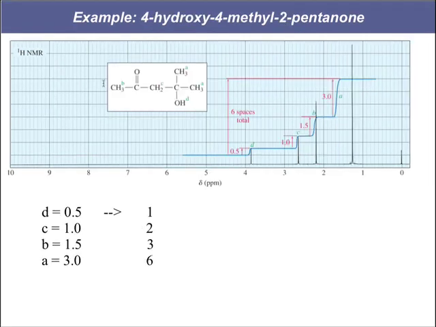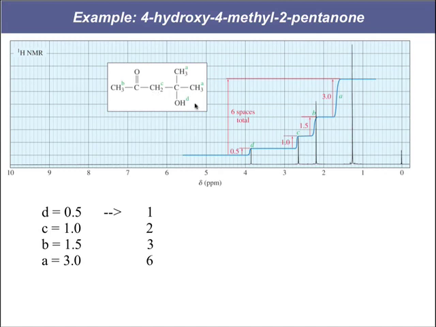Here's another example. This is 4-hydroxy-4-methyl-2-pentanone. We've got 4 types of hydrogens here. We've got the 2 methyls, type A. We've got the methyl ketone, that's type B. We've got the hydroxy hydrogen, that's type D. And then we've got these 2 hydrogens in between, which are going to be type C.